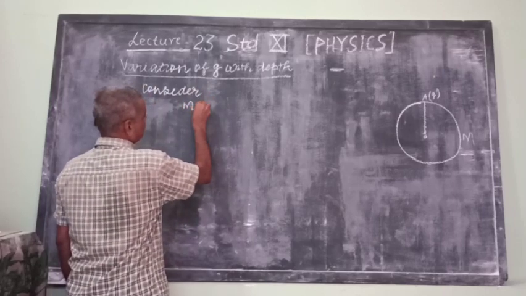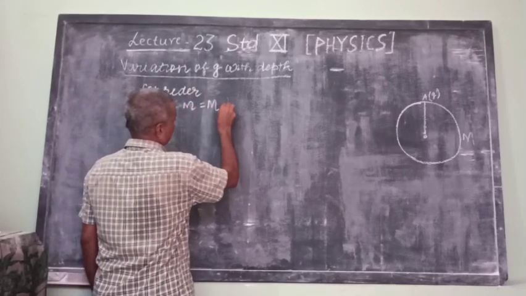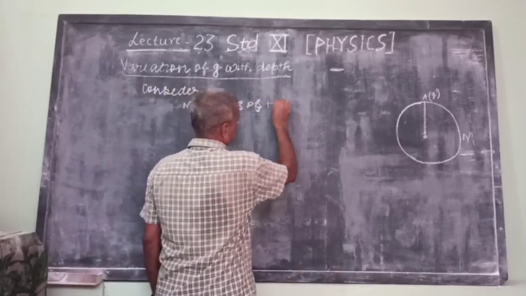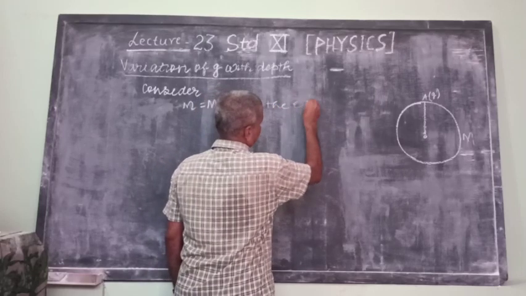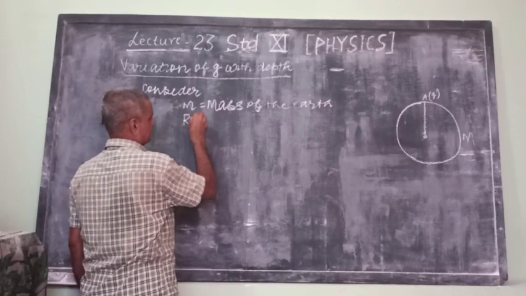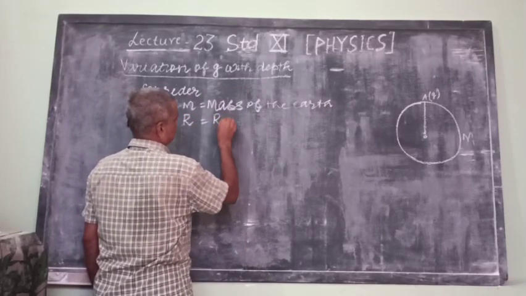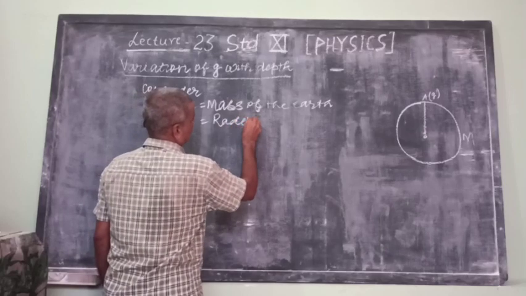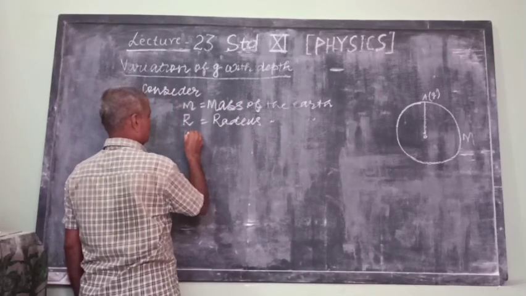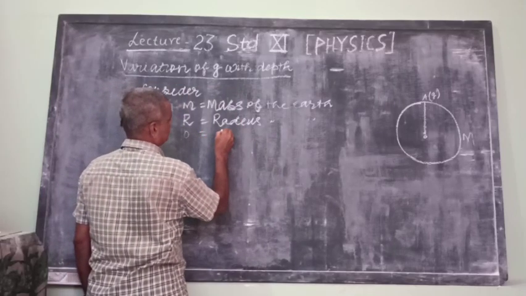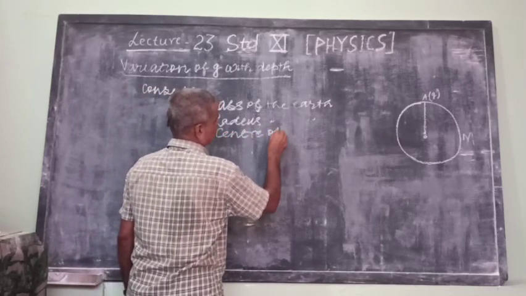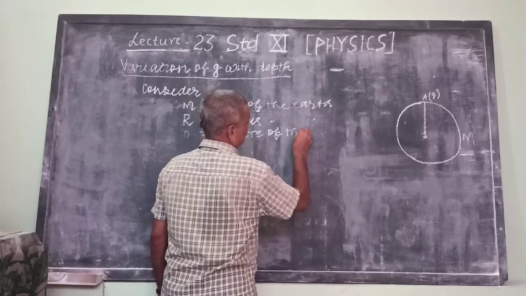We will write, consider M is equal to mass of the earth, R is the radius of the earth, and O is the center of the earth.